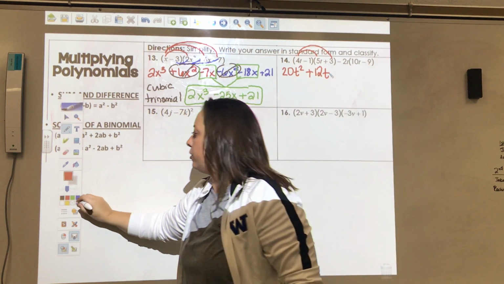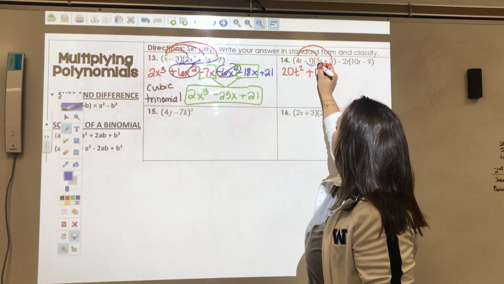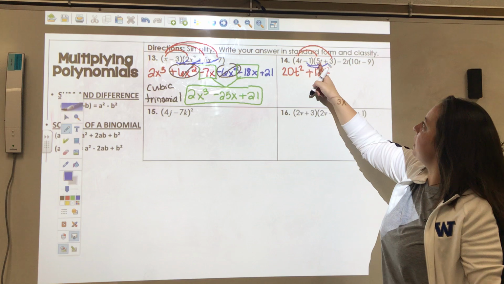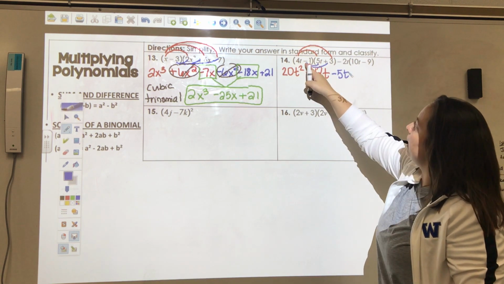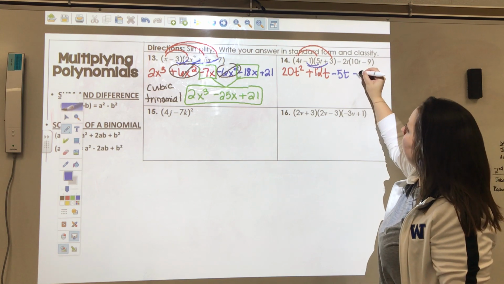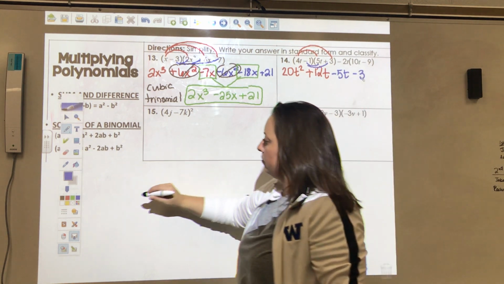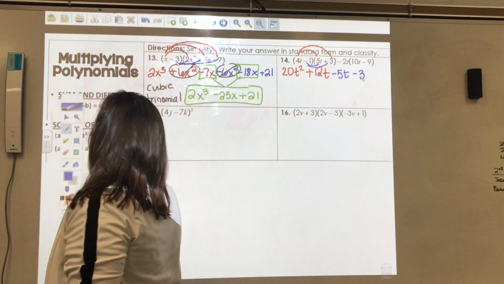Now we got to move on and distribute that negative 1. All right, so negative 1 times 5t is going to be a negative 5t. Negative 1 times a positive 3 is a negative 3. All right, we're running out of space.